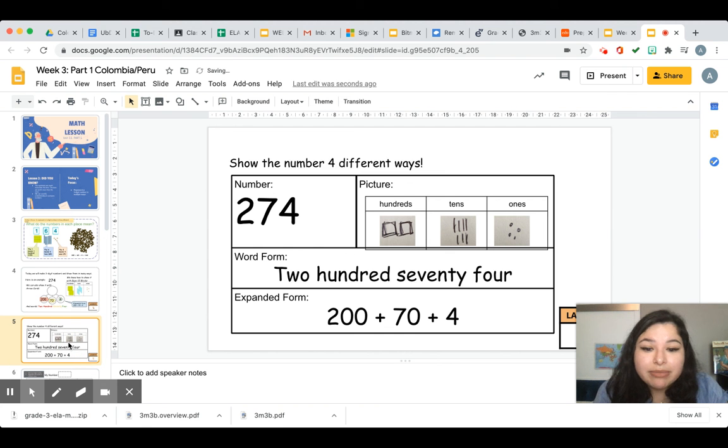I do have one more example. You can show the number in 4 different ways on this card. We have the number, which is 274, and someone showed that with a picture. Instead of having base 10 blocks, it looks like they labeled what each picture represents. The squares are hundreds, the lines are tens, and the little circles are ones. That is how this person showed that number. And then in word form, they wrote it out.